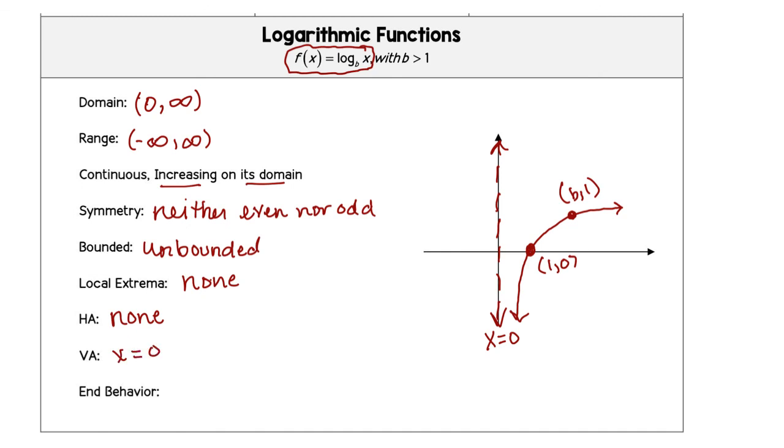And your end behavior, remember, we write that as a limit. So we're going to say the limit as x approaches infinity of our function. That one is infinity. However, on our other side, the limit as x approaches 0 of f of x, our function is approaching -infinity for that one.